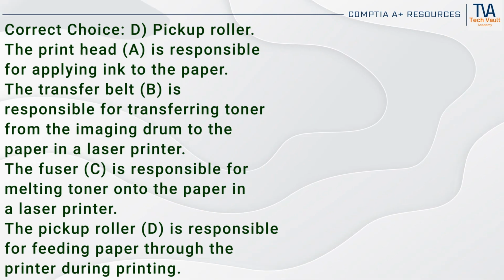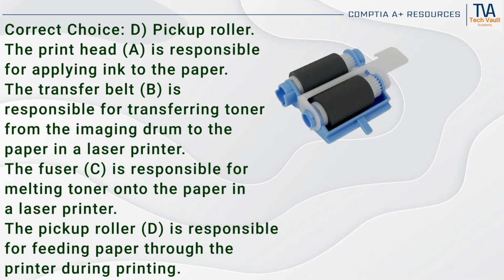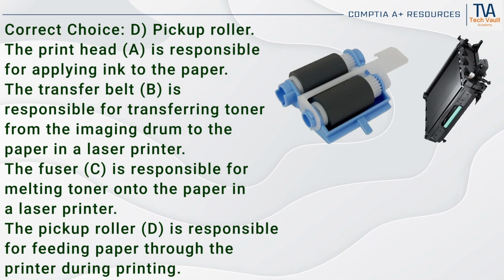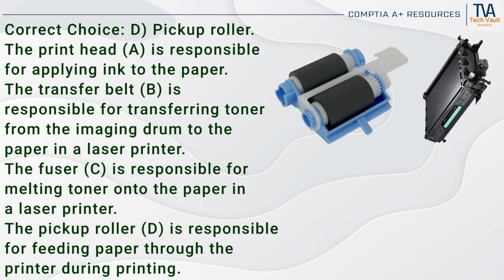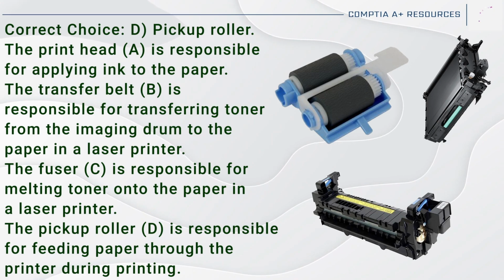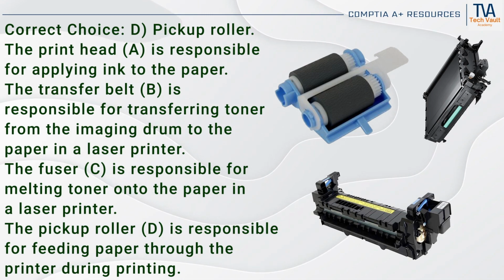Correct choice. D. Pickup roller. The print head, A, is responsible for applying ink to the paper. The transfer belt, B, is responsible for transferring toner from the imaging drum to the paper in a laser printer. The fuser, C, is responsible for melting toner onto the paper in a laser printer. The pickup roller, D, is responsible for feeding paper through the printer during printing.